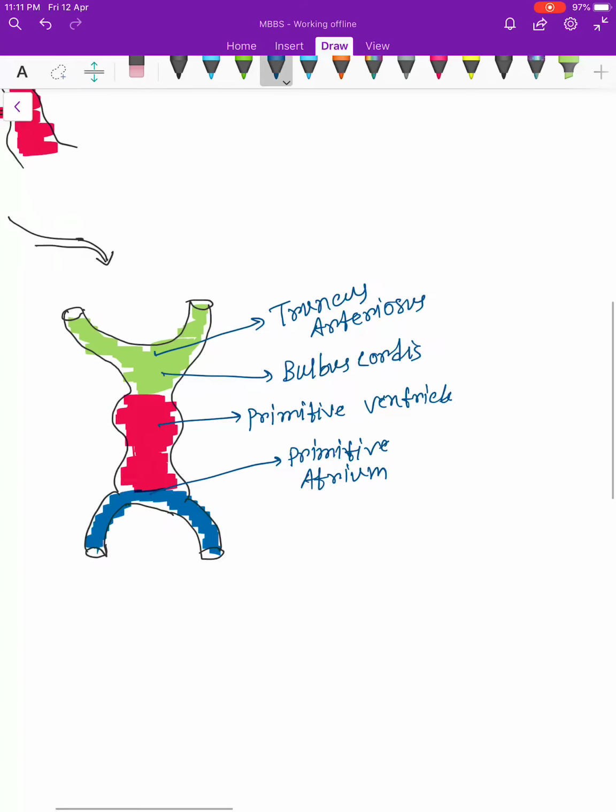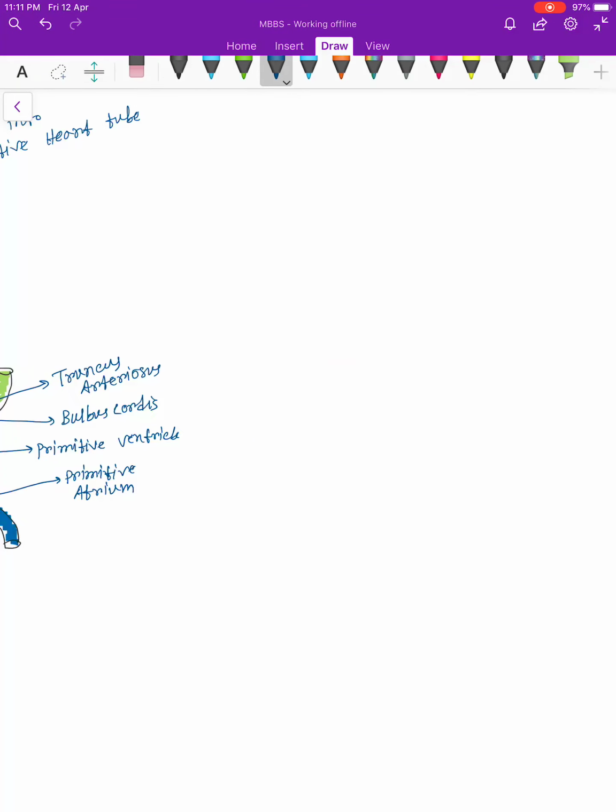Okay, so let's simplify the diagram. This is a schematic diagram of the heart tube I'm going to draw, by which you can understand from which the structure will develop. 1 2 3 4.